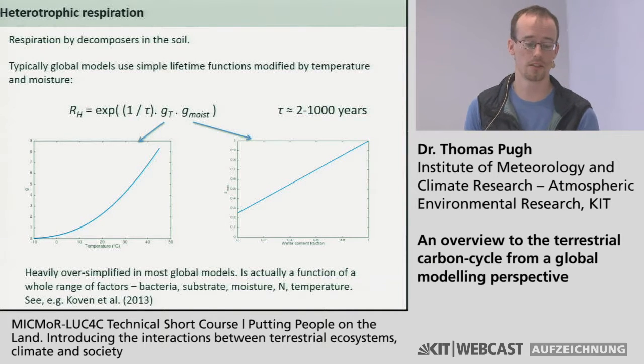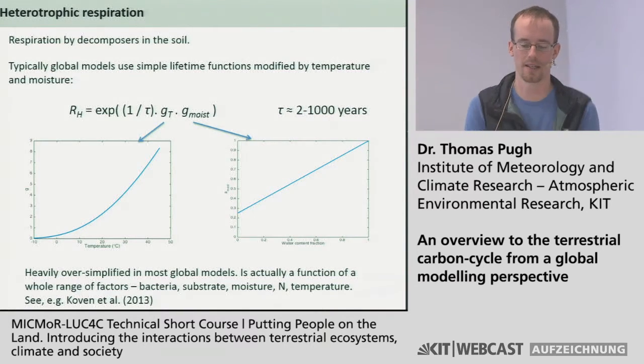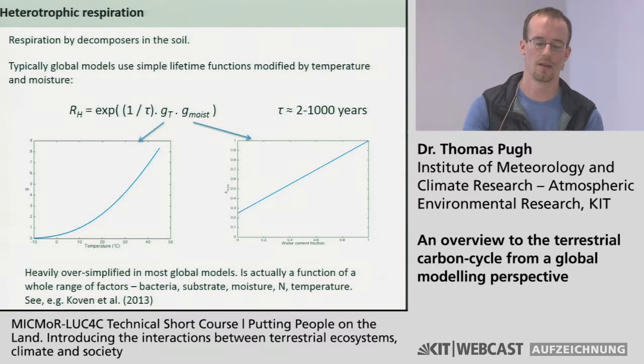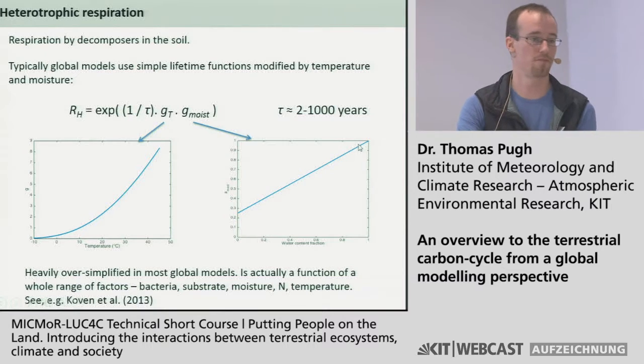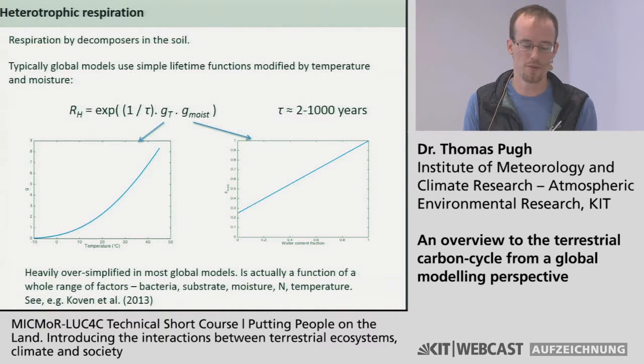Soil respiration, very similar. We take simple lifetime functions, so we generally split the soil into pools of different carbon, depending on how quickly that carbon breaks down, and we characterize each pool by a lifetime. And then we modify that lifetime according to the temperature and the moisture. So here we have exactly the same temperature function that we use in the plant, in actual fact. And then as the amount of moisture increases, we say that the respiration rate increases, which is generally true up until a point when the soil becomes waterlogged. Actually, we don't account for that here. And again, this is a huge simplification.